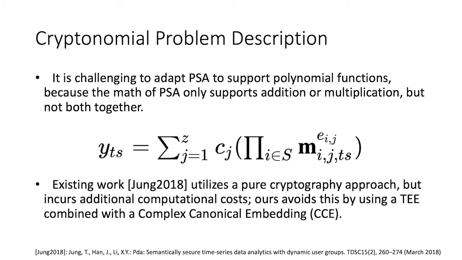Now, although PSA is a really nice, efficient protocol for computing a sum, it's clearly quite challenging to easily adapt PSA to support a polynomial function because PSA only supports either a sum or a product, but you can't combine both together naively. There is an existing paper by Zheng that uses pure cryptography, but to do this it incurs high levels of additional computation that negatively impact its overall performance. What we are able to do is take a different approach and compute some operations inside of a trusted execution environment, specifically Intel SGX.